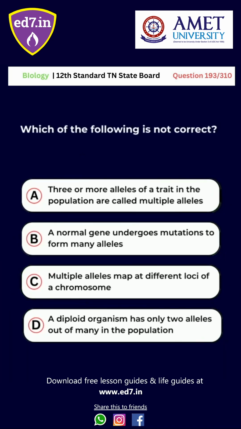Question number 193. Which of the following is not correct? Option A. 3 or more alleles of a trait in the population are called multiple alleles. B. A normal gene undergoes mutations to form many alleles. C. Multiple alleles map at different loci of a chromosome. D. A diploid organism has only 2 alleles out of many in population. The right answer is option C. Multiple alleles map at different loci of a chromosome.